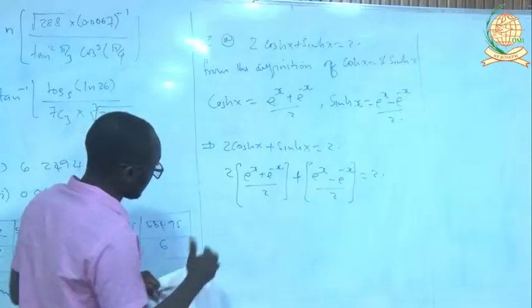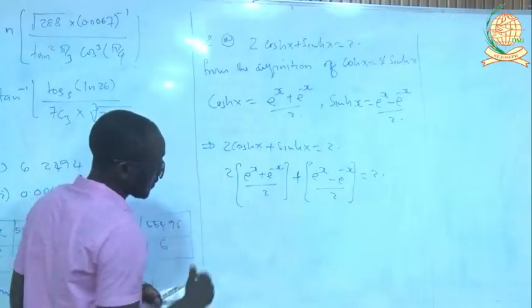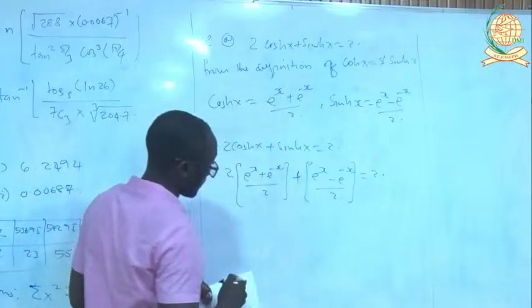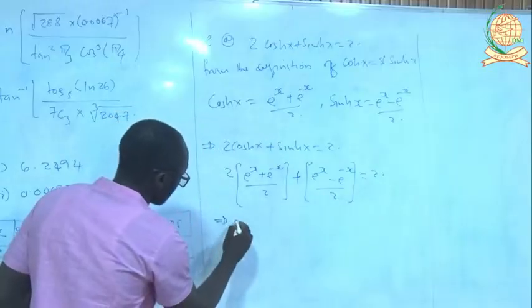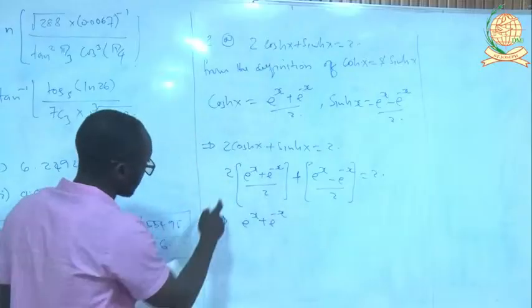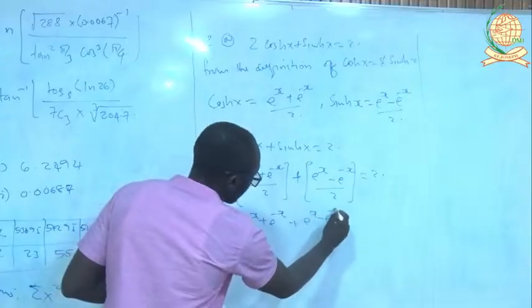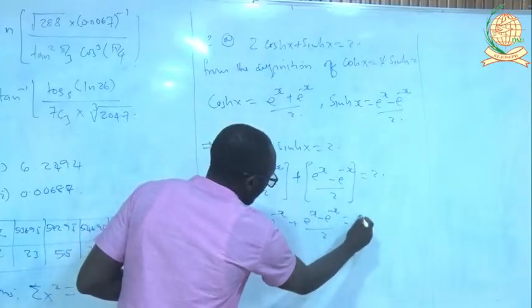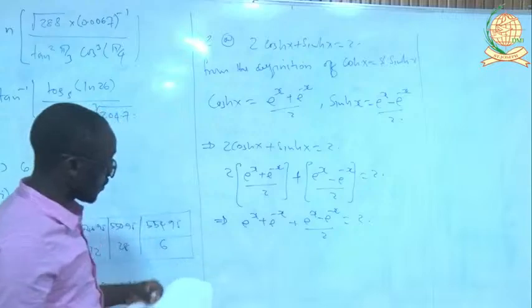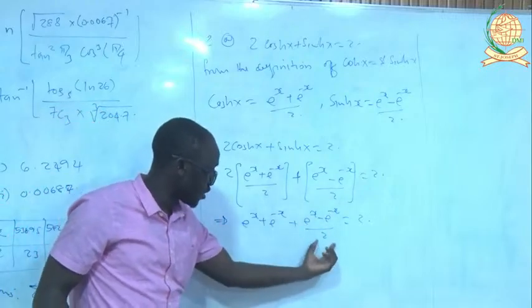You can see here you have 2 in the numerator and 2 in the denominator, so they are going to cancel out. But here you don't have the 2. So this equation becomes e to the x plus e to the negative x after cancellation of the 2s, then plus e to the x minus e to the negative x out of 2, which is equivalent to 2. So you can see the arrangement here, we have this function with the denominator here.